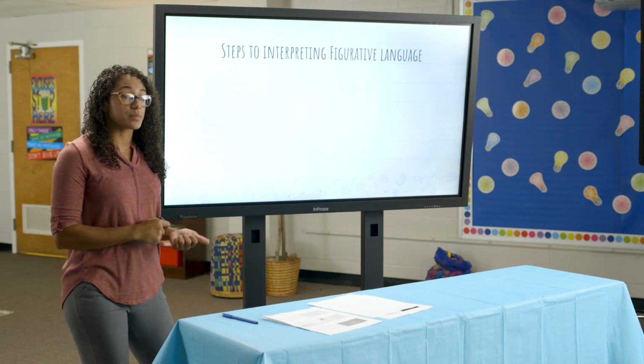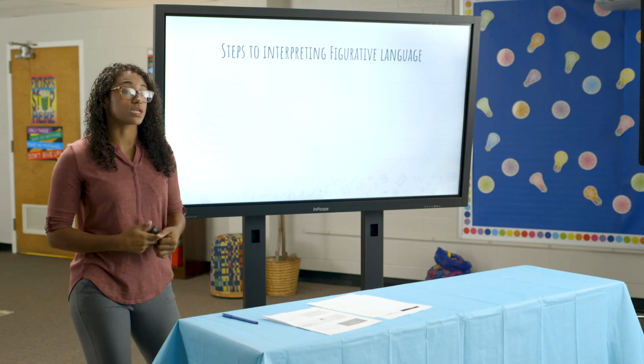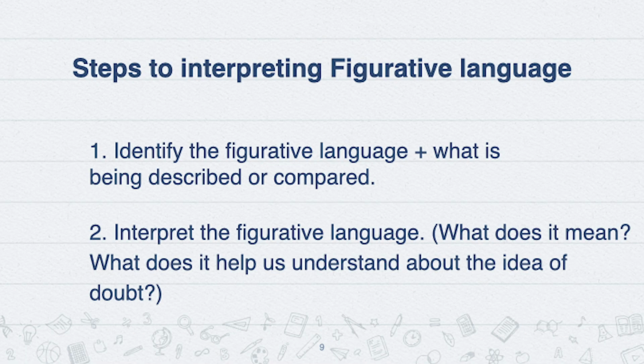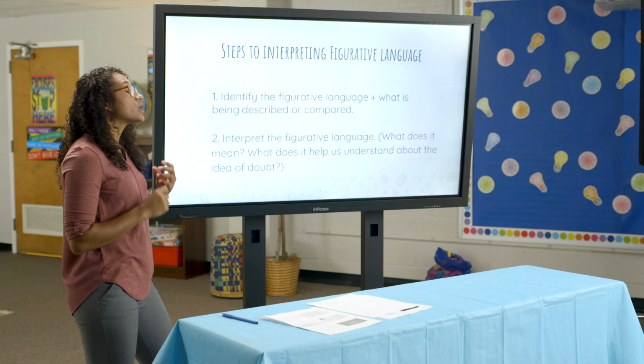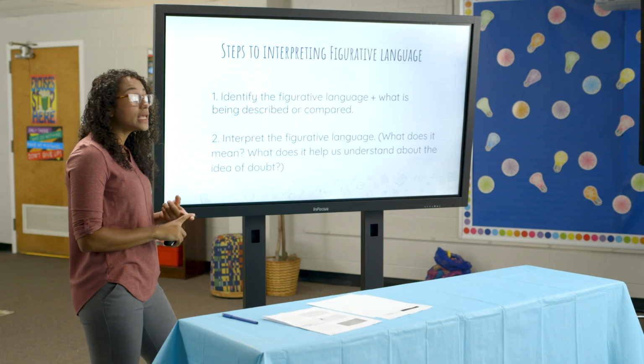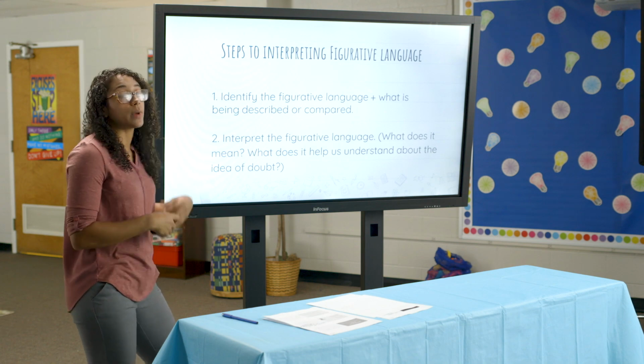So our author uses a lot of figurative language in this poem to help us really understand how he feels about doubt and how he thinks we should deal with it. So let's go look at some of that figurative language. We're going to use these steps to help us interpret the meaning of figurative language in this poem. First, we're going to identify the figurative language, which means we're going to state what type of figurative language it is, and we may even talk about what is being described or what is being compared. Then we'll interpret the figurative language. What does it mean? What does it help us understand about the idea of doubt?